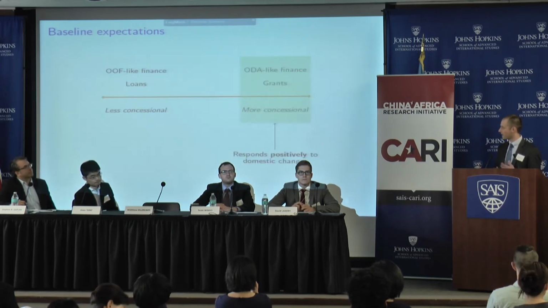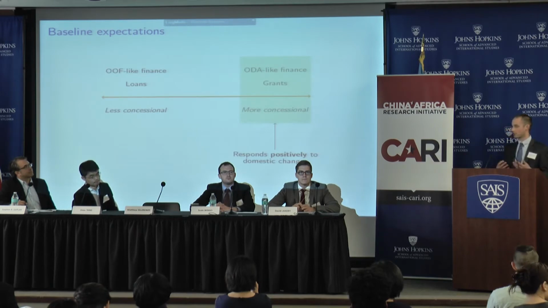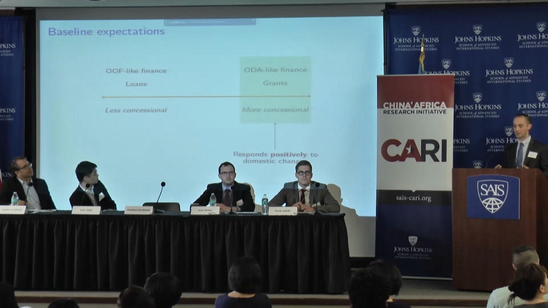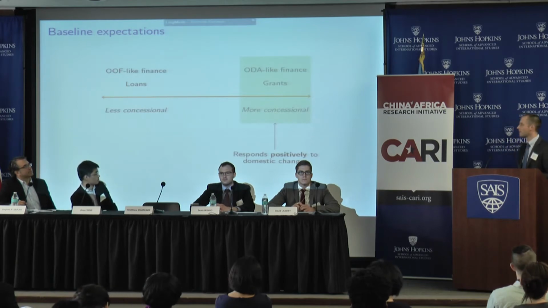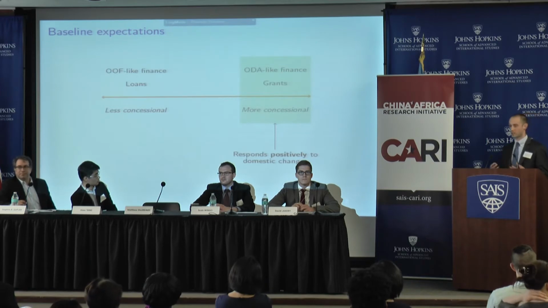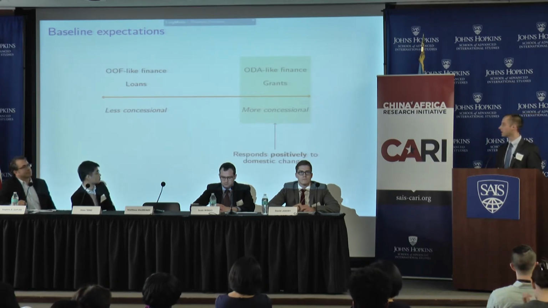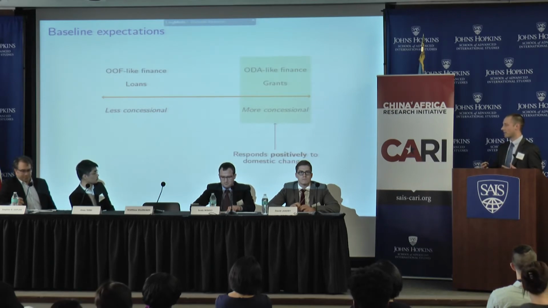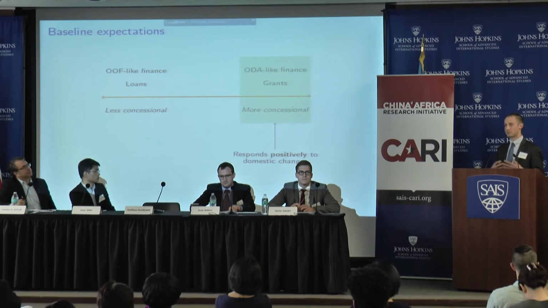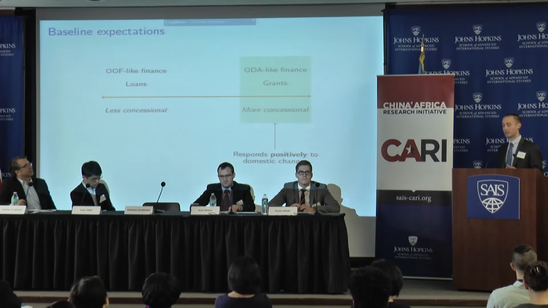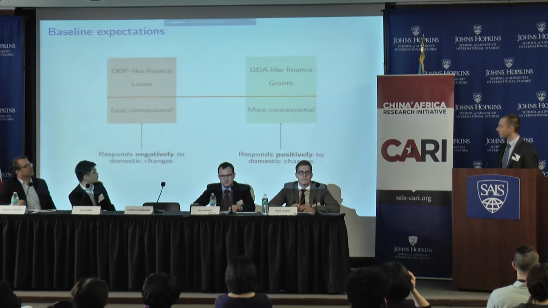So on one hand, we expect that the argument about domestic coalition turnover, creating potential incentives to buy influence in a new regime, makes sense for these more ODA-like flows, these grants that are more concessional in nature and not necessarily geared towards generating financial returns for China. If China is behaving this way to forge new relationships with new regimes, it's this type of finance that we'd expect to be positively related to domestic coalition turnover.